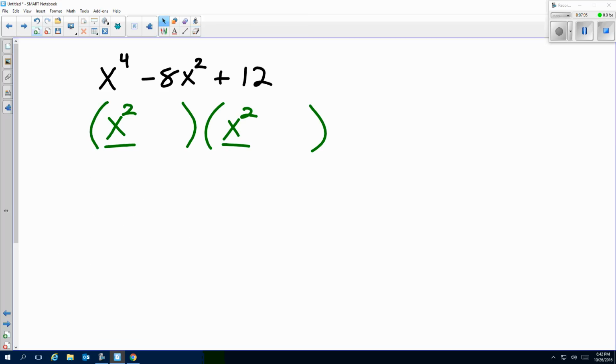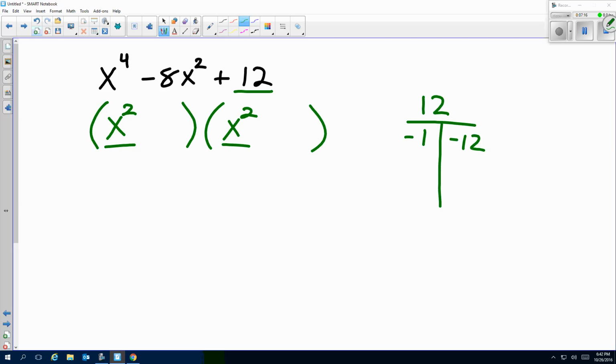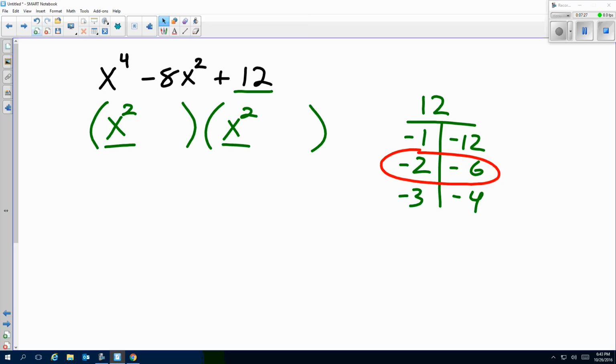So let's work with this. Now, we know from the last problem the factors of 12 that add up: negative 1, negative 12, negative 2, negative 6, negative 3, negative 4. If we want the factors to add up to negative 8, we're looking at these two factors right here. So watch what happens. If I put a negative 2 right there and a negative 6 right there, let's check our work. I'm going to FOIL everybody.